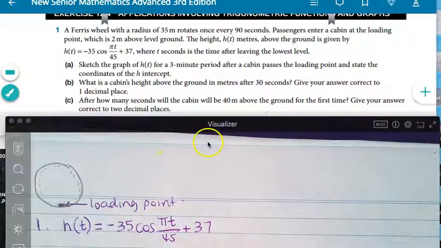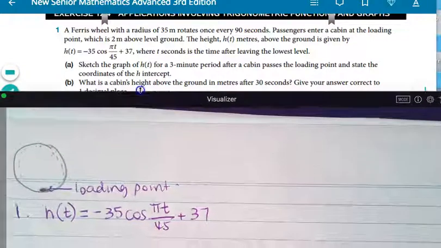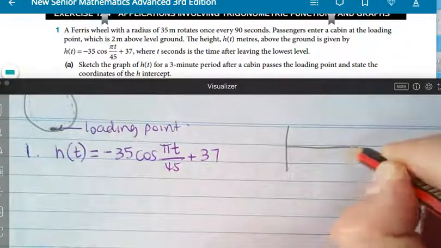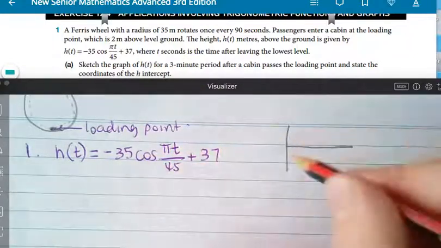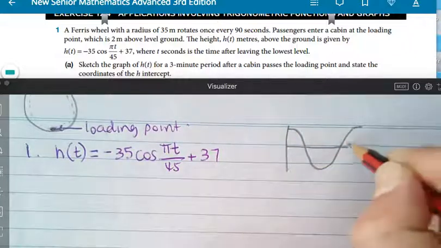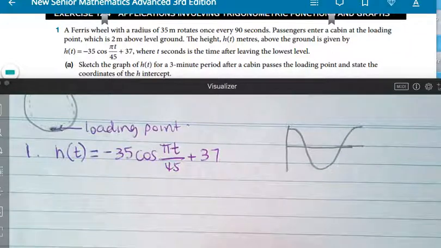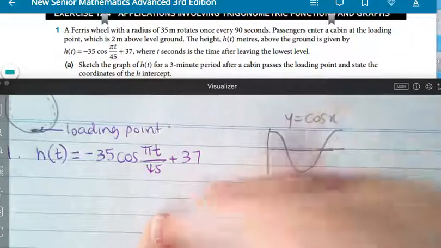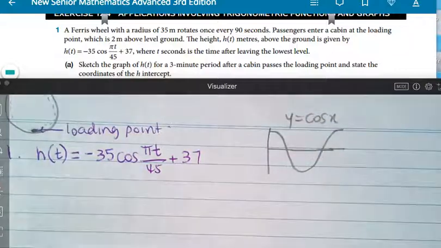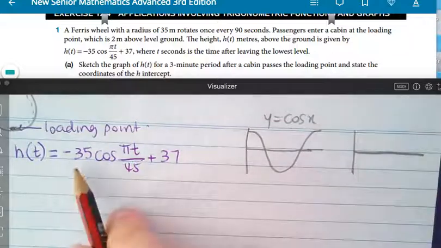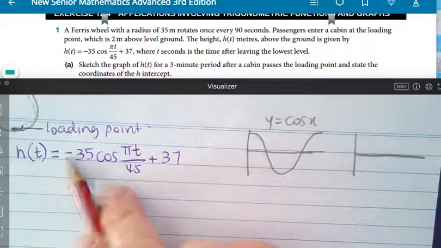And we need to state the coordinates of the h-intercept. Before we sketch the actual one, we're going to build this curve up, all right? So the normal cos curve looks like this, doesn't it? That's y equals cos x. Before you can start sketching this, you need to know what the normal cos curve looks like. This is not the normal cos curve. This is the negative cos curve.